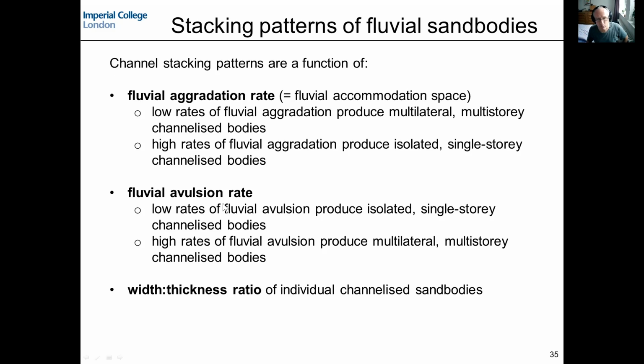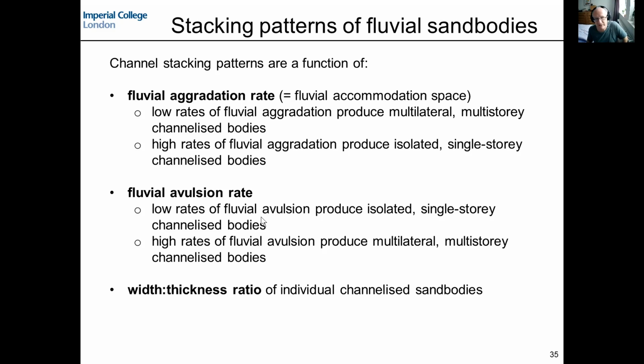The second thing which is important here is avulsion. Now, avulsion is a term which I don't think I've used. I'll explain in a couple of slides' time. Avulsion is the rate at which the channels switch position. Okay. If a channel switches position slowly, then that means we have relatively few channel deposits, and they tend to be rather isolated and poorly stacked. If a channel switches position rapidly, then that gives us more channel belt deposits. It means they're likely to be better connected.